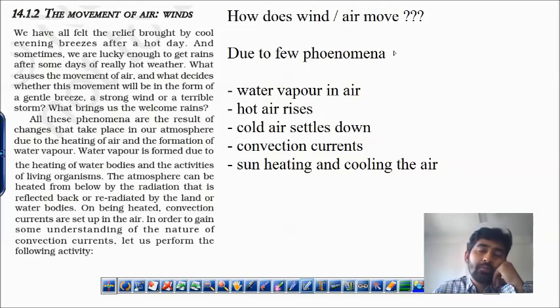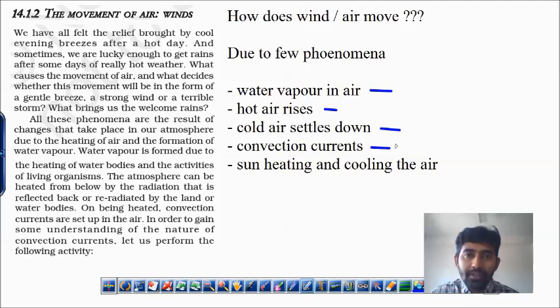How do wind and air move? So we have done air. Now we'll do how air moves, and moving air is called winds. This is an introductory paragraph, it's not important, but it lists various things because of which wind is generated. First point, wind is generated because of water vapor in the air. Second, hot air rises up. Third, cold air settles down. Fourth, convection currents. And fifth, the sun heating and cooling the air.